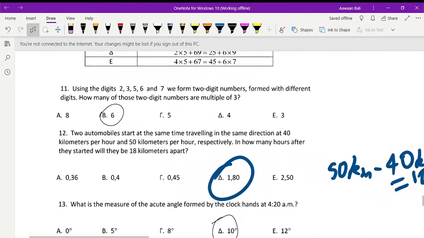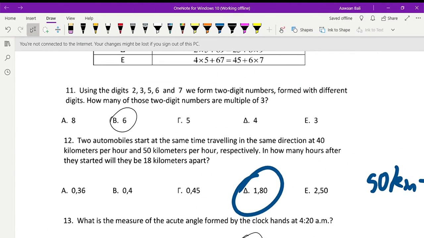Easy, right? Now, question number 11. Using the digits 2, 3, 5, 6, and 7, we form 2-digit numbers formed with different digits. How many of those 2-digit numbers are multiples of 3?